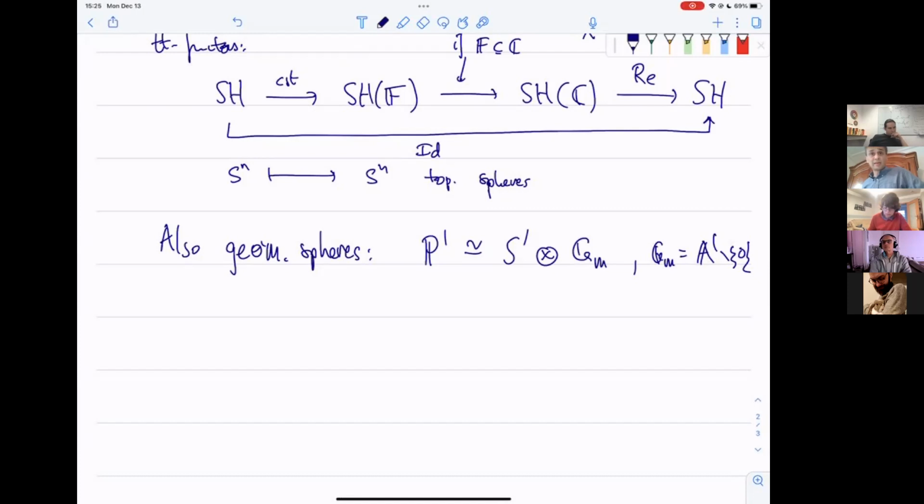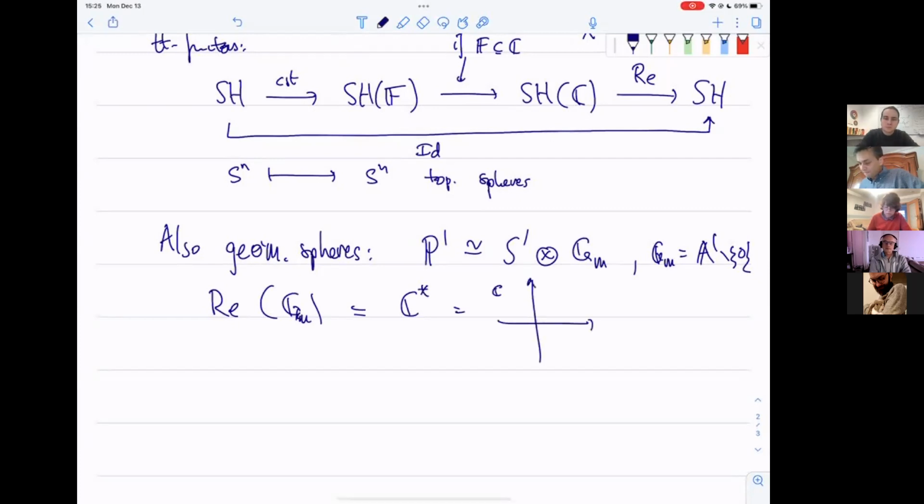So this is also a sphere, and to convince you that this is a sphere, you can just think of the realization. You realize this Gm. So you look at the complex points of this thing, you get just an A1 without zero. So if you draw a real picture, you would have a complex plane, and you just don't have zero here. So this one is removed. And so this is up to homotopy just the circle that you have here, right? So this is just an S1. So at least from the point of view of realization, it's not so surprising that this is also a sphere.